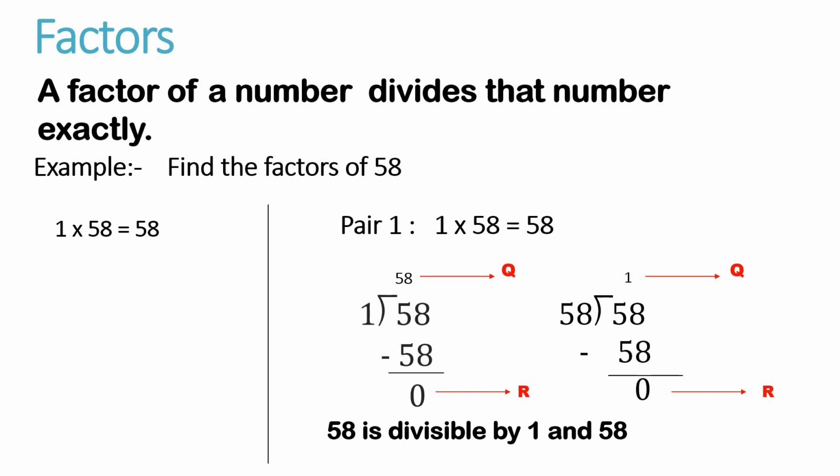Let us take the first pair. 1 into 58 is 58. So here, when we divide 58 by 1, we get quotient as 58. And when we divide 58 by 58, we get a quotient as 1. So in both the cases, remainder is 0. Thus, it means 58 is divisible by 1 and 58.